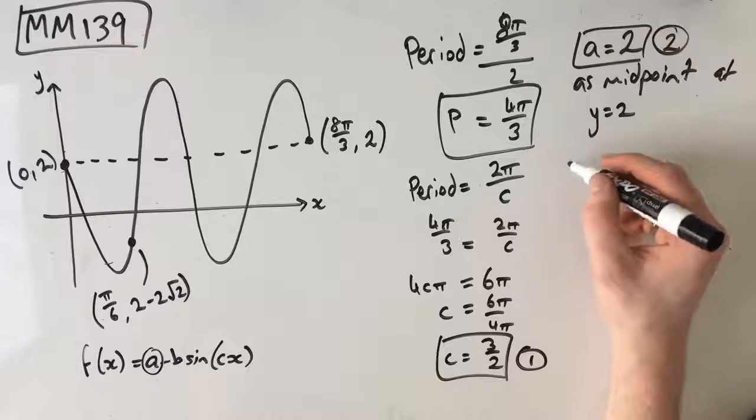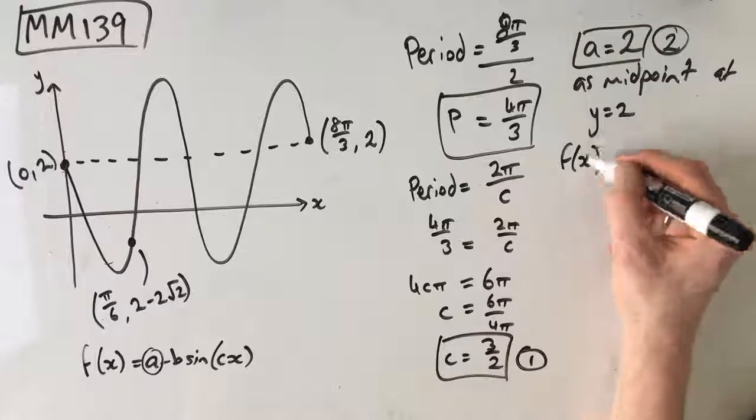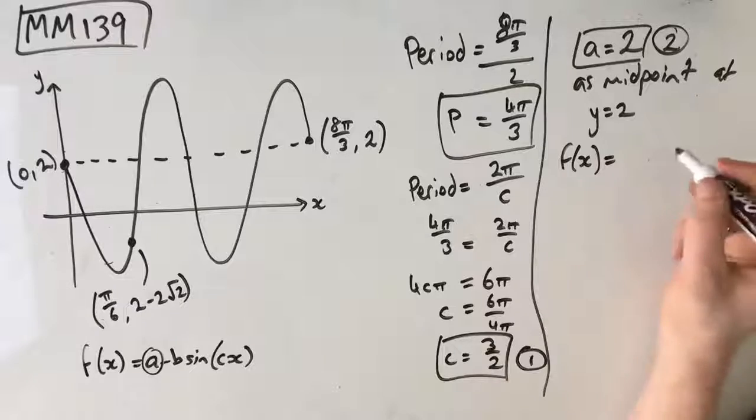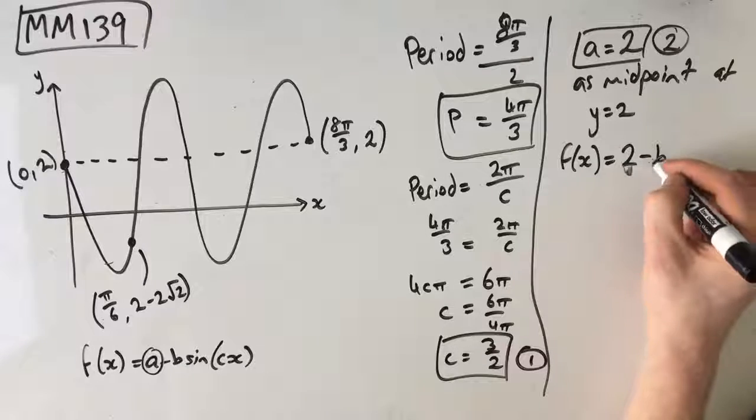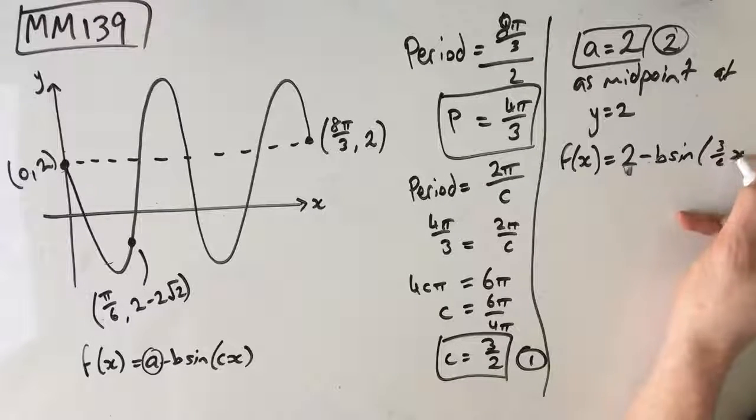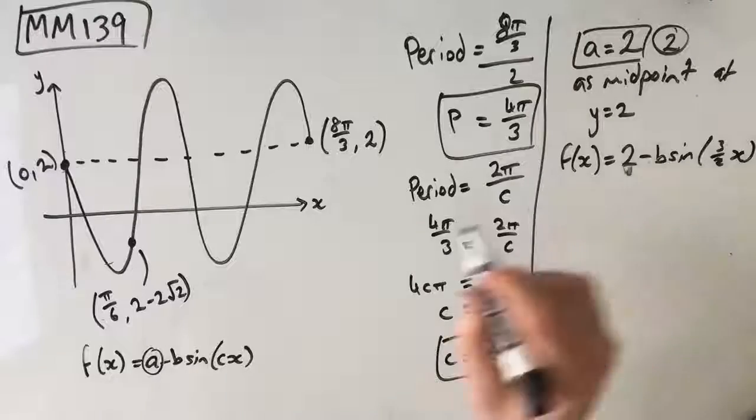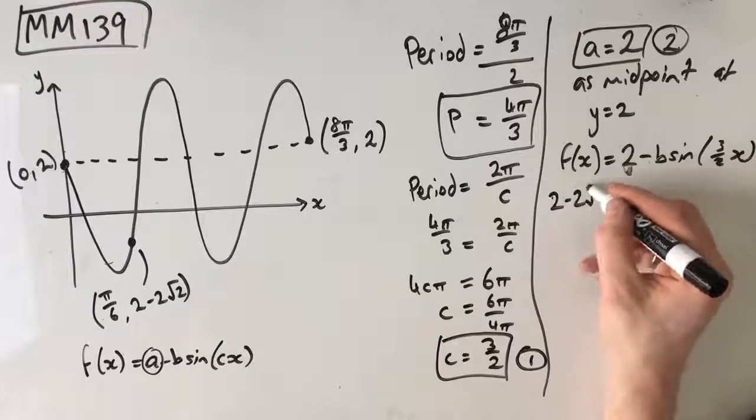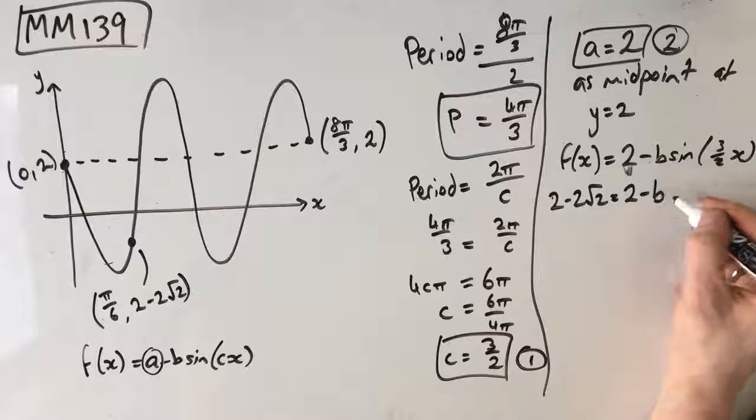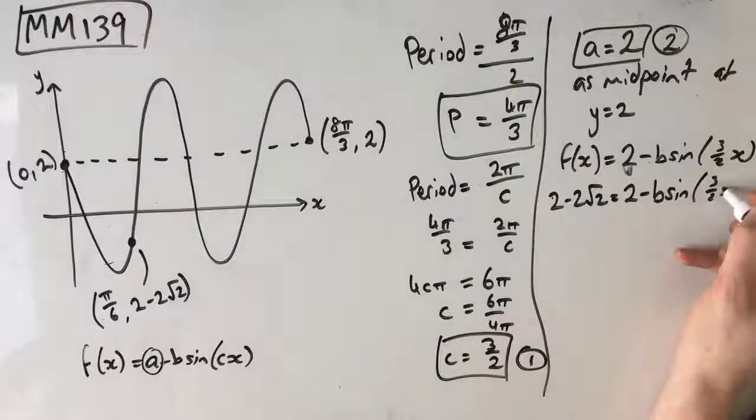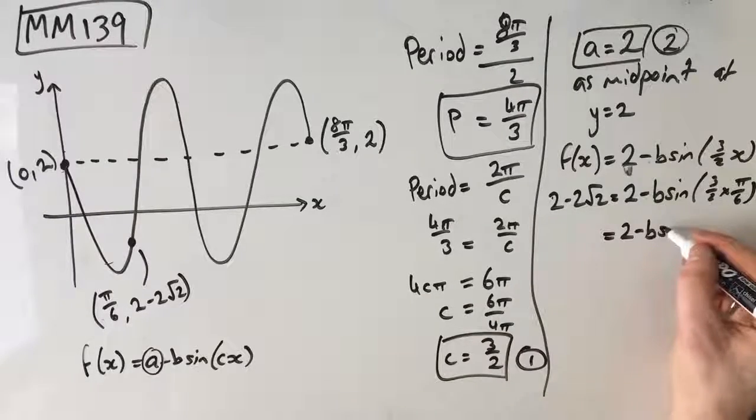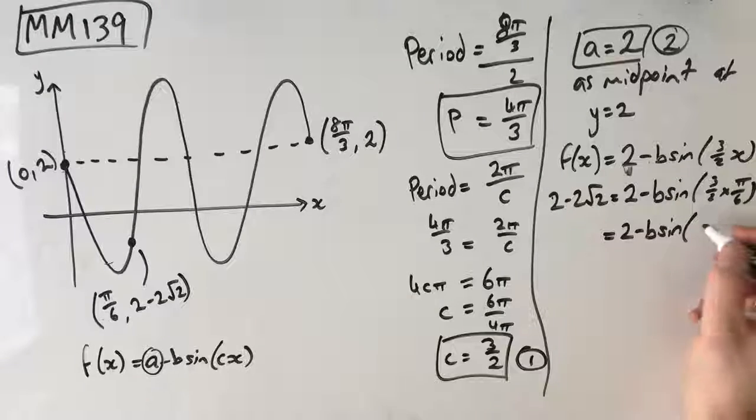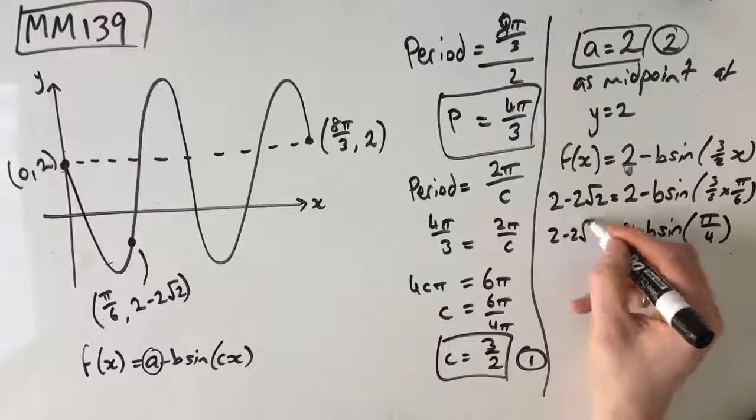Now we can also see that our point lies at pi on 6, 2 take 2 root 2, which means that all we're going to need to do is sub all this in. So we know that f of x is equal to 2 take b sine of 3 on 2x. And we know that it passes through this point here, which means that 2 take 2 root 2 is equal to 2 take b sine of 3 on 2 times pi on 6. That's 2 take b sine of 3 pi over 12, which is pi over 4.